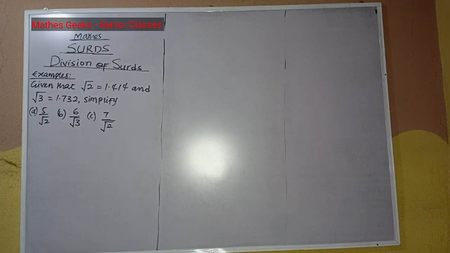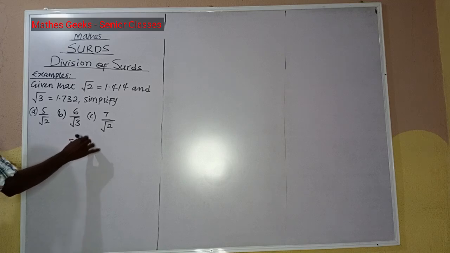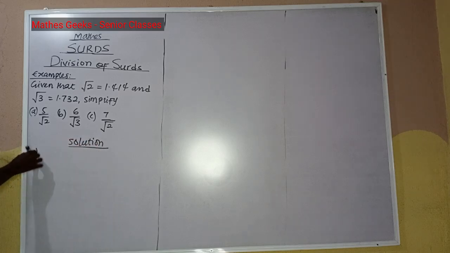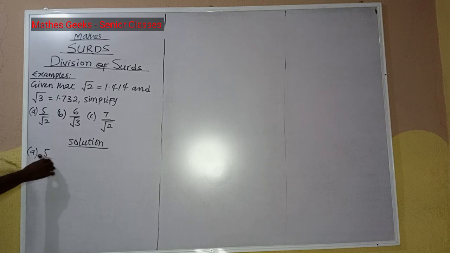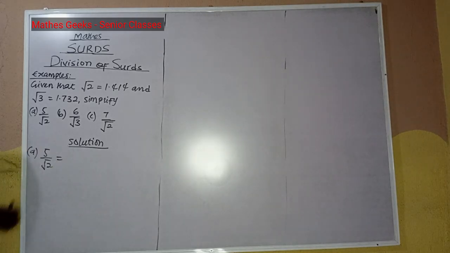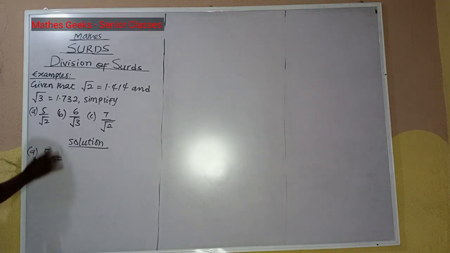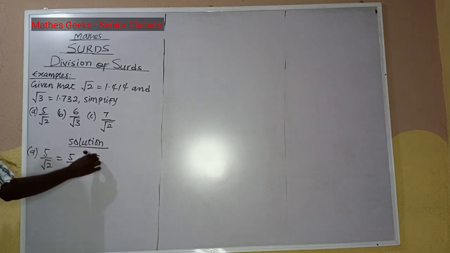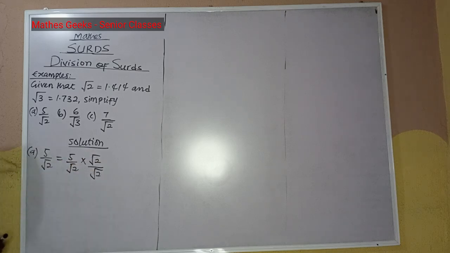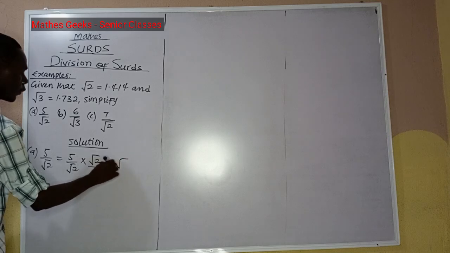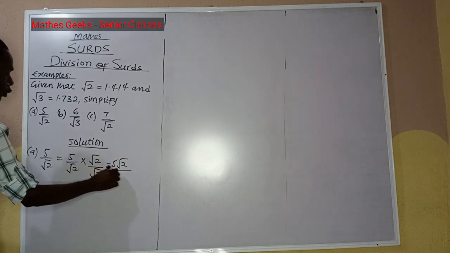Given that root 2 is equal to 1.414 and root 3 is equal to 1.732, simplify A, B, C. Solution. So A is equal to 5 over root 2. The first thing is to rationalize this surd, or to simplify by rationalization. So 5 over root 2 times root 2 over root 2. And this will give us 5 root 2 over root 2 times root 2, which is 2.